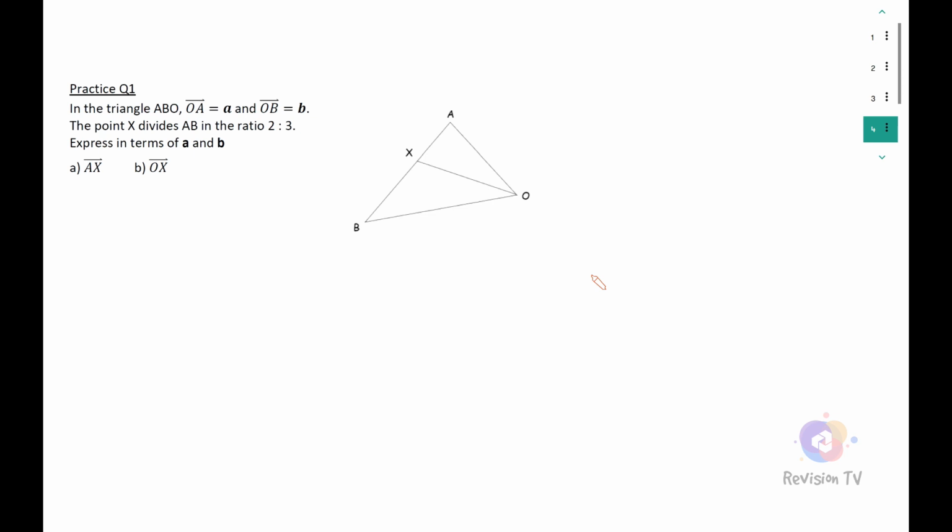Here is practice question 1. Pause the video, have a go at the question. Now, this has nothing to do with parallel or collinear. It's just testing you whether you can write the vectors AX and OX successfully using the other routes. Pause the video, have a go at the question. When you're ready for the answer, you can press play.